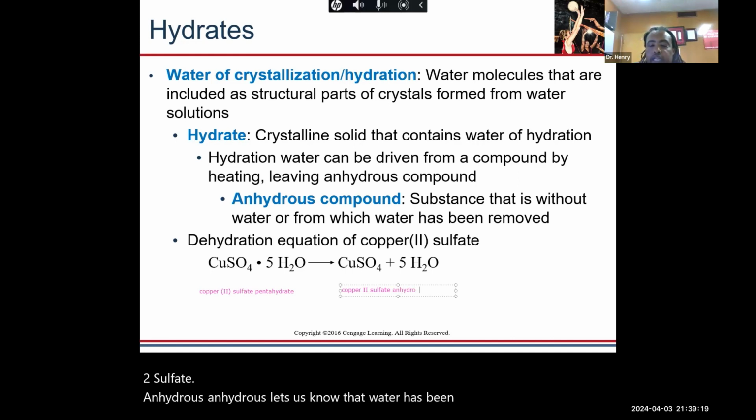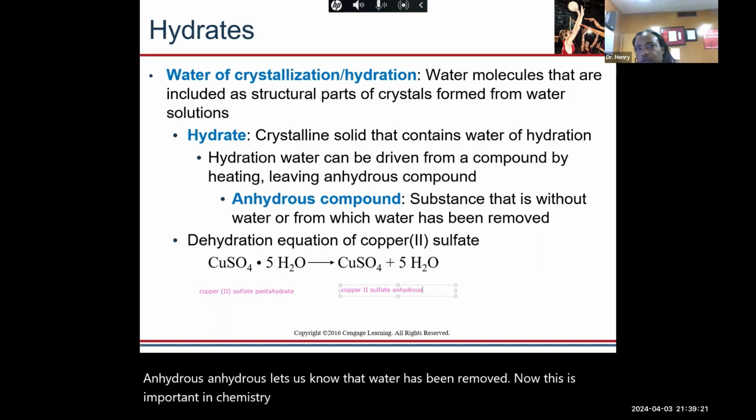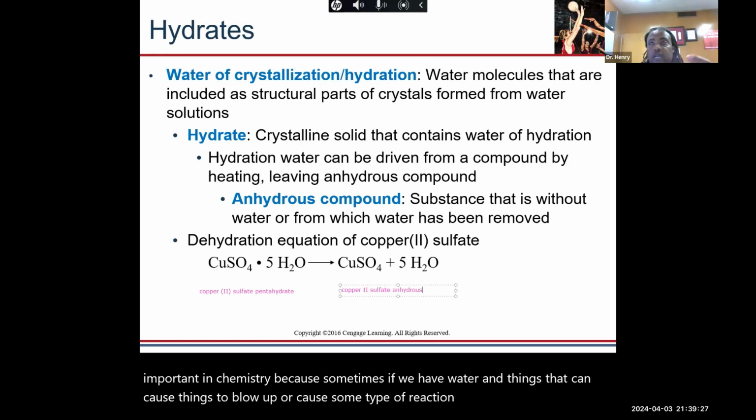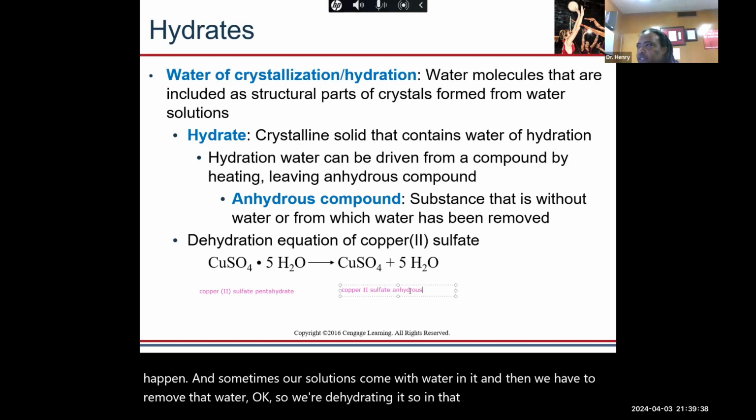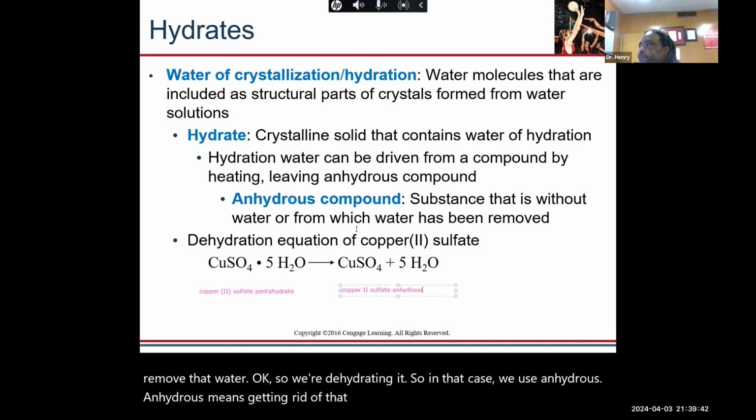Now, this is important in chemistry because sometimes if we have water in things, that can cause things to blow up or cause some type of reaction that we don't want to happen. And sometimes our solutions come with water in them, and then we have to remove that water. Okay, so we're dehydrating it. So in that case, we use anhydrous. Anhydrous means getting rid of that water, or without water.